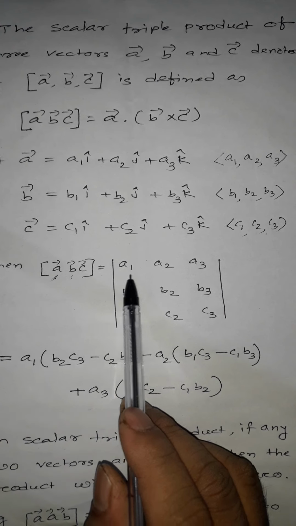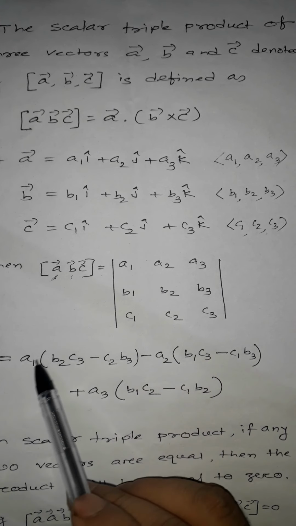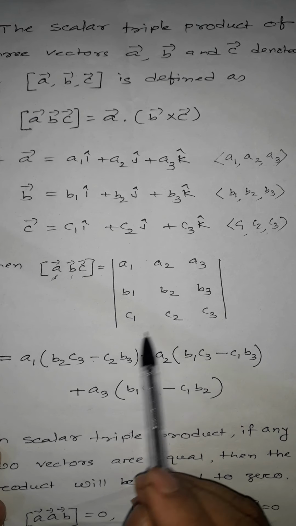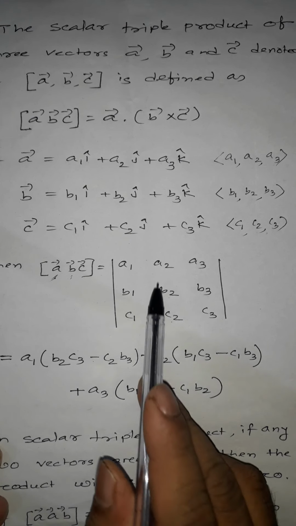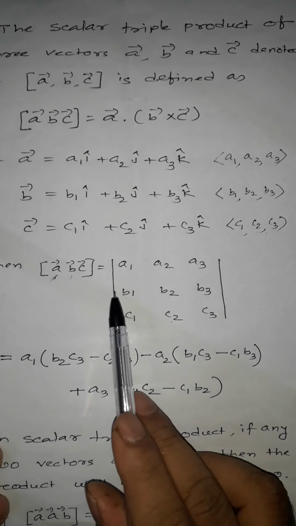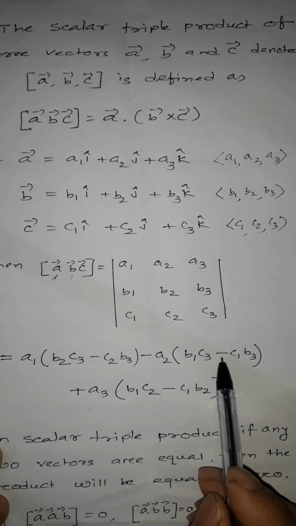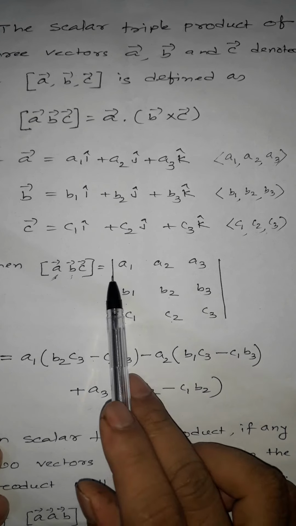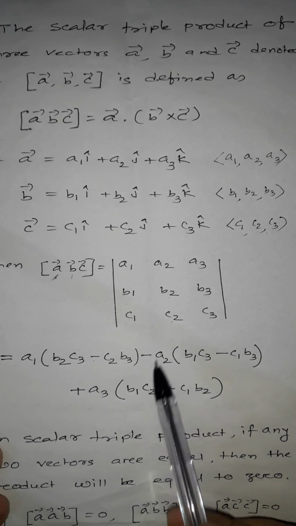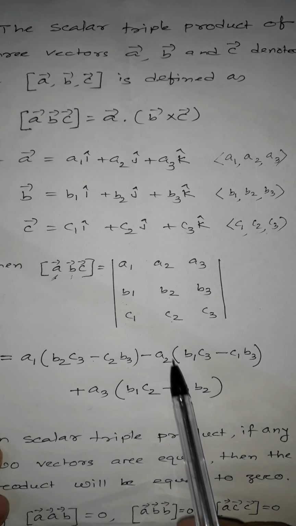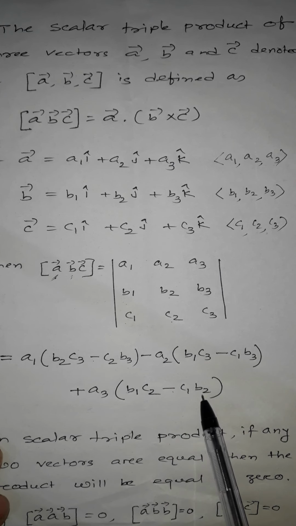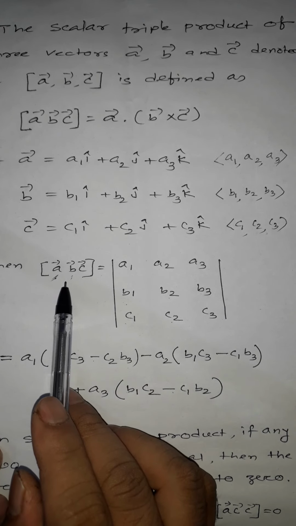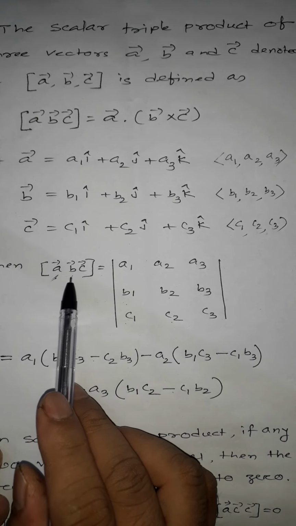We will expand along the first row. A1 whole into B2 C3 minus C2 B3, minus A2 whole into B1 C3 minus C1 B3, plus A3 whole into B1 C2 minus C1 B2. This expression will give the value of the scalar triple product of A, B, C.